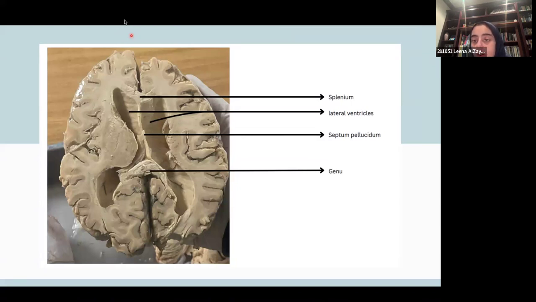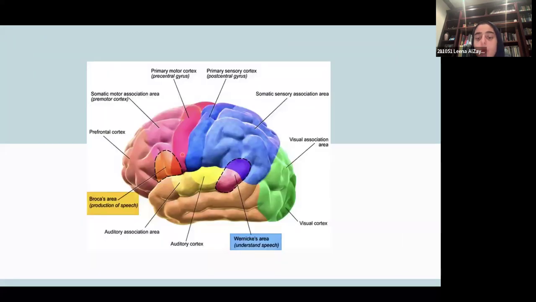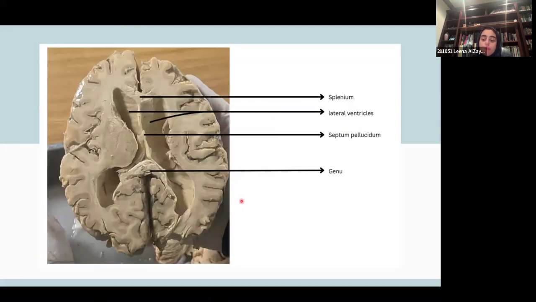What is Wernicke's area? Wernicke's area is to understand speech. It's an area of the brain where you actually create meaning out of what you're saying, so it's not only blabber with nonsense. So it's an area in the brain to understand speech. Clear?